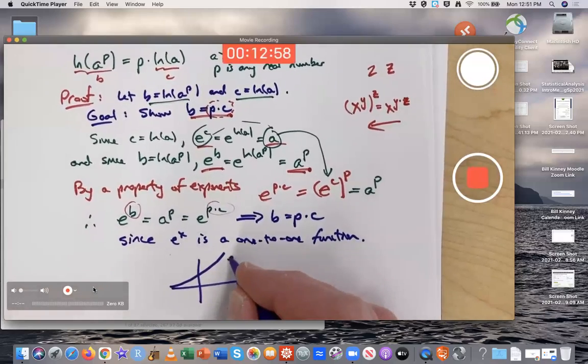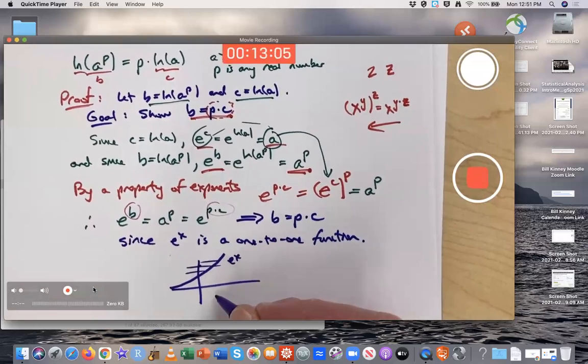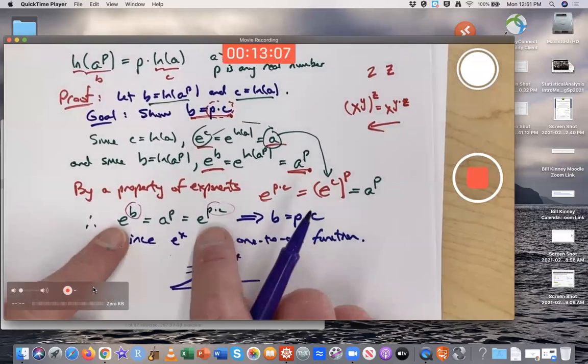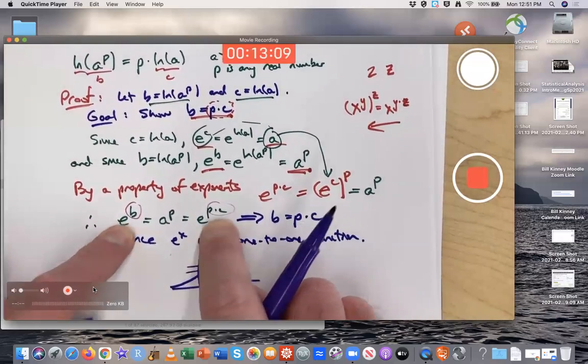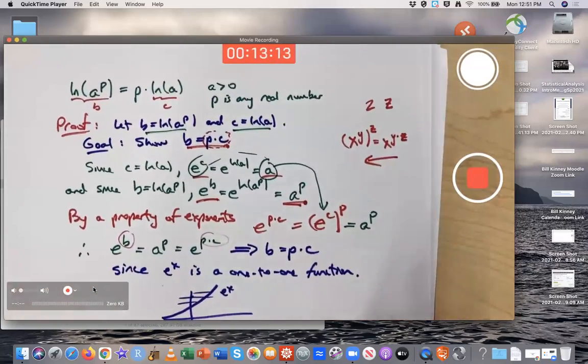There's the graph of e to the x. Every horizontal line goes through it at most once. So for every output, there's at most one input. Here I've got the outputs being the same. The inputs must be the same too. B must be P times C. And that means we're done. We did what we wanted to show.